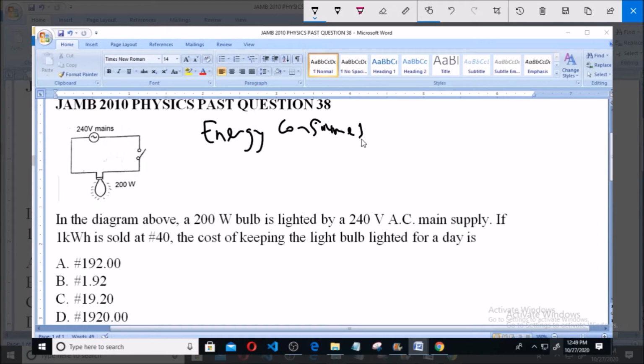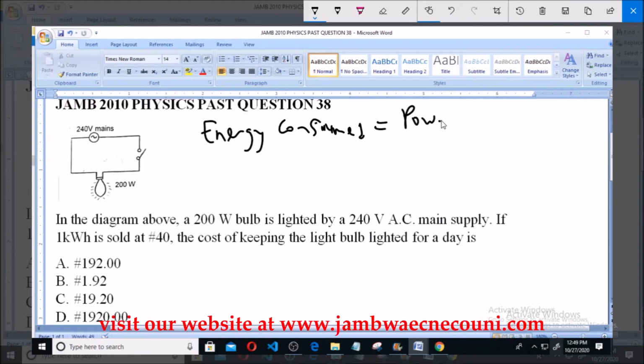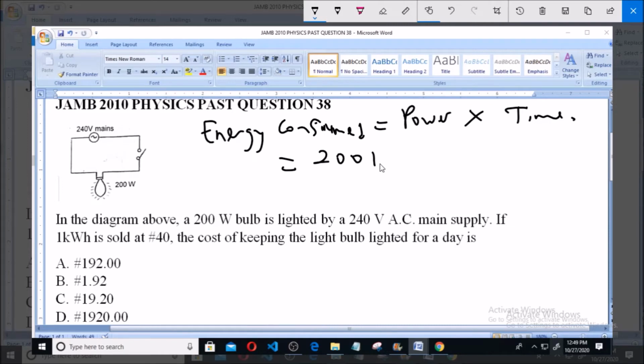Okay, so it's important to note that energy consumed in a setup like this or similar to this is equal to the power multiplied by time. In this case the power is 200 watts, times 24 hours, that is 1 day. We ask for when the bulb is lighted for 1 day at this power. This is the power of the bulb, so 200 watts times 24 hours is equal to 4,800 watts per hour, or watts hour.